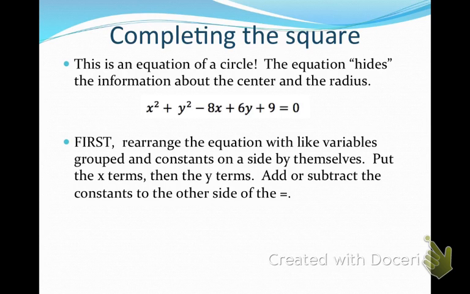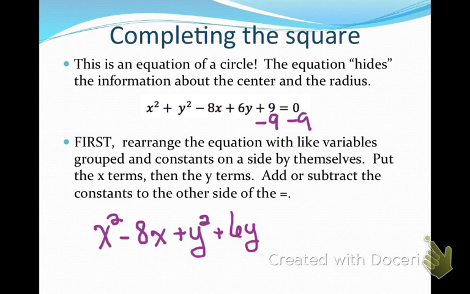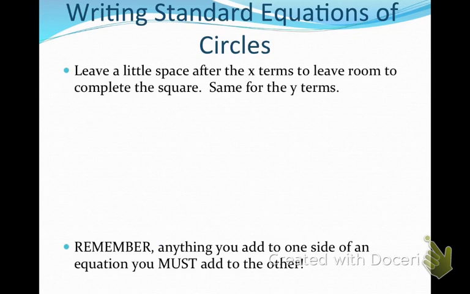Okay, so the first thing we're going to do is rearrange the equation where all the like variables are together, the x's and the x squareds, and then all constants are on one side. So I'm going to subtract 9 from both sides, and we're going to group up our x's and group up our y's, and we're going to have x squared minus 8x plus y squared plus 6y equals negative 9. So a little bit more like our equation of a circle. But when you write this down, what I'd like you to do is leave a little bit of space after your x terms and then after your y terms, because we're going to use a process called completing the square.